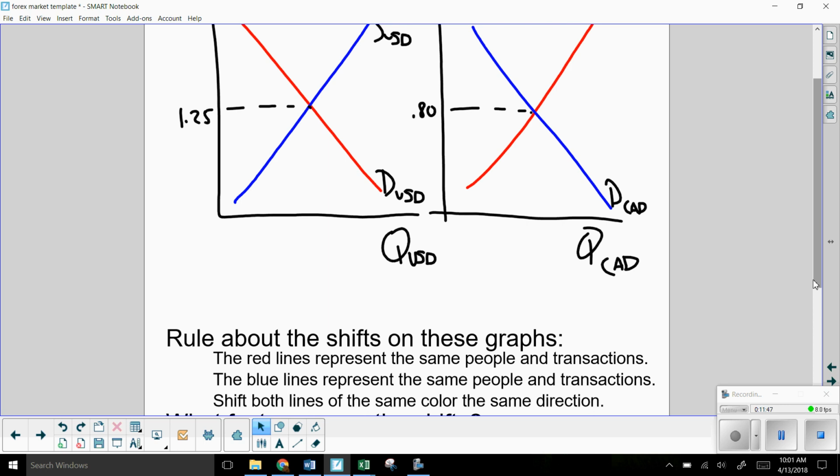So you shift supply on one graph and demand on the other graph. Or you shift demand on one graph and supply on the other graph. So you're shifting both red ones right, or you're shifting both blue ones right. Well, what are things that would cause those to change? Let's go ahead and shift the red lines to the right.